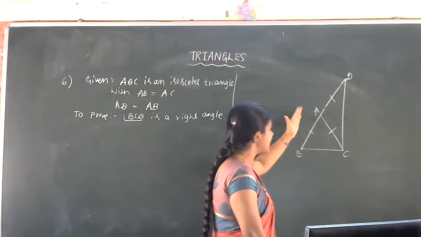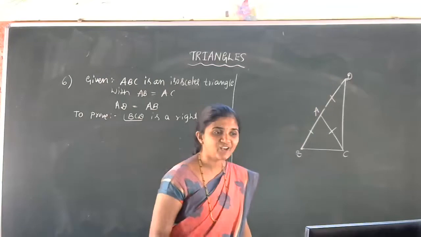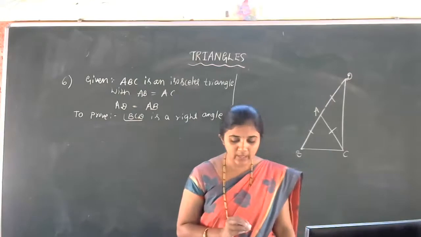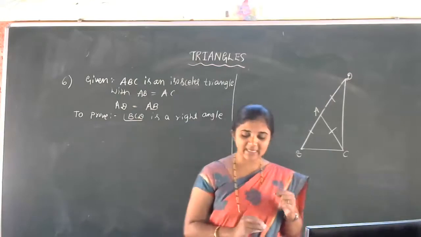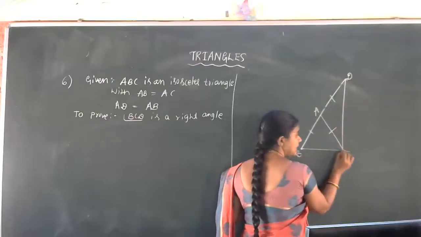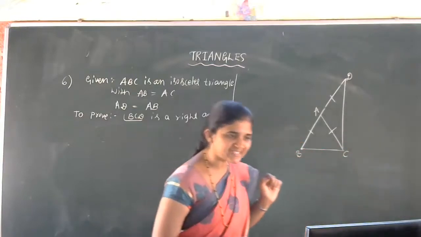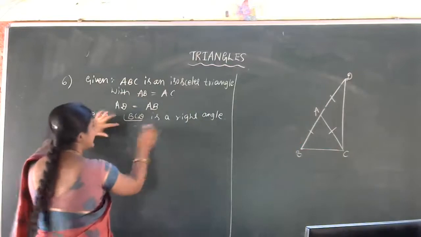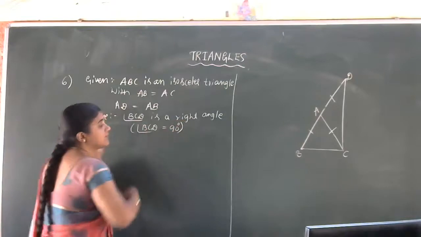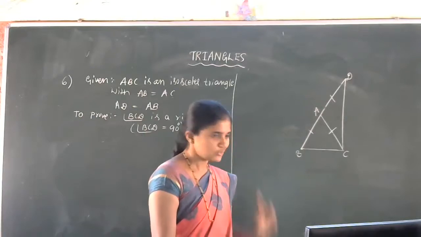Got the idea of this one? This angle is equal to this angle. Is that clear, students? So what is the reason? Again, the same: angles opposite to equal sides of an isosceles triangle are equal. You just complete that property. Is that clear? So this is one isosceles triangle.